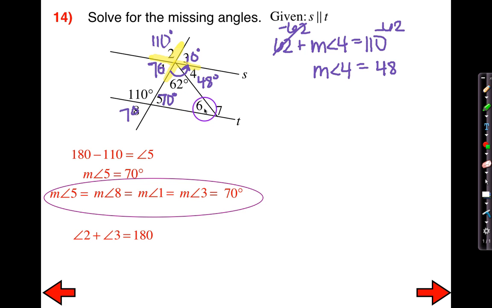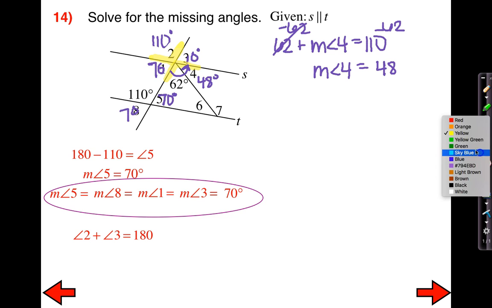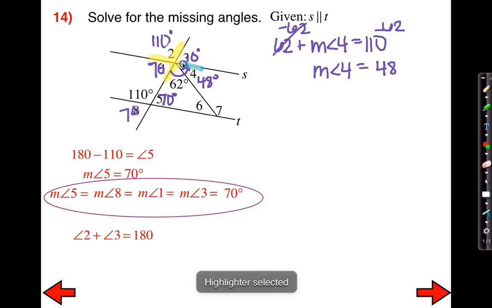Now from there, I'm able to get a little bit more information. I can go ahead and look at angle 6. Now angle 6, I can see, are also alternate interior angles. I'm going to try to change the color. Here, right here, alternate interior angles with angle 4. So I know that the measure of angle 6 also needs to be 48 degrees.